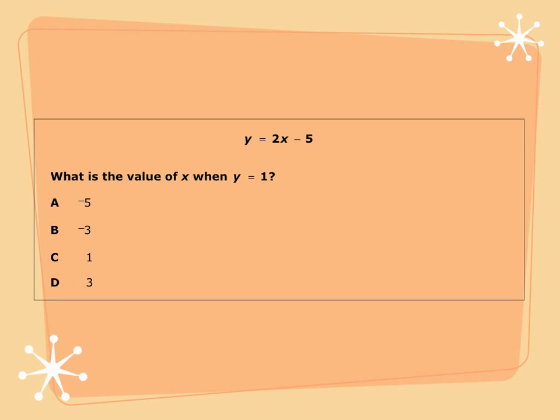The next example says, what's the value of x when y equals 0? Well, when they tell me y equals 0, that means I should substitute 1 for y. So I have 1 equals 2x minus 5. Now it's just a two-step equation. Add 5 to both sides, and you get 6 equals 2x. Now I need to divide both sides by 2. And when I divide both sides by 2, 6 divided by 2 is 3. So my answer is D.